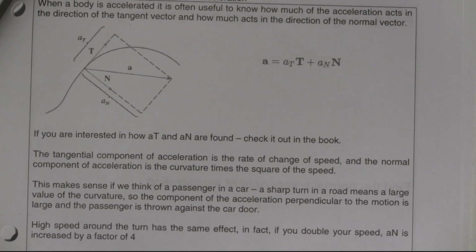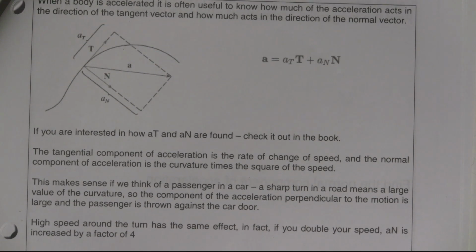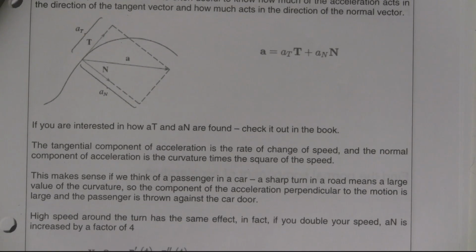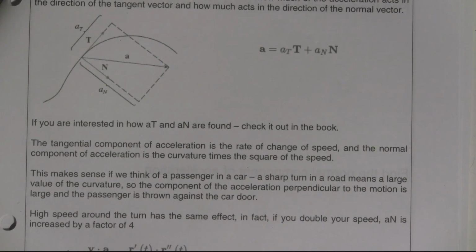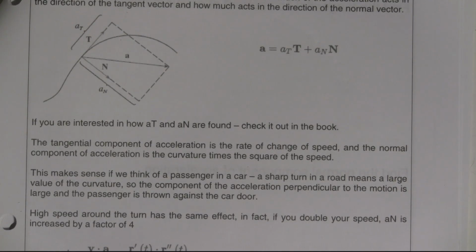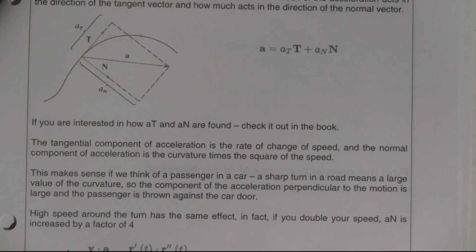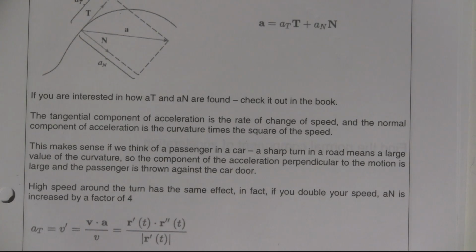This makes sense if we think of a passenger in a car. A sharp turn in the road means a large value of the curvature. So the component of the acceleration perpendicular to the motion is large, and the passenger would then be thrown against the car door. So just think about that the next time you're out riding in a car or on a bus, and it goes around a curve at a speed maybe a little bit higher than normal, and then you kind of get thrown towards the door of the car. High speed around a turn has the same effect.